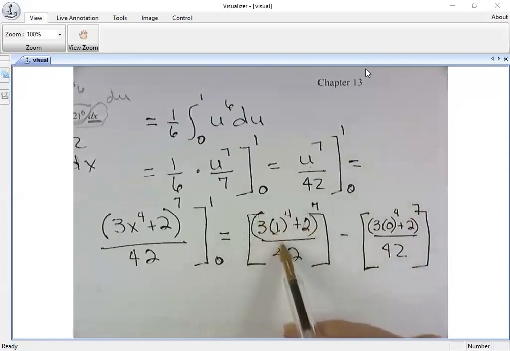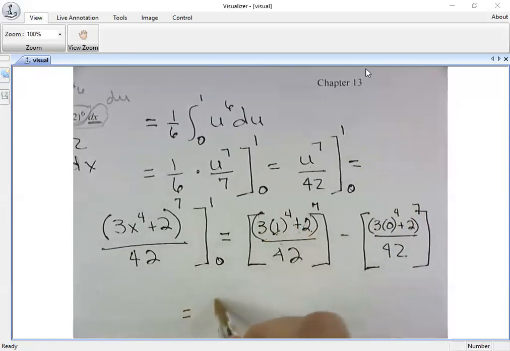Yeah, and what's actually getting raised to the 4th power? Just 1. 1 to the 4th is 1. 1 times 3 is 3. 3 plus 2 is how much? 5. So this is 5 to the 7th power over 42, right?